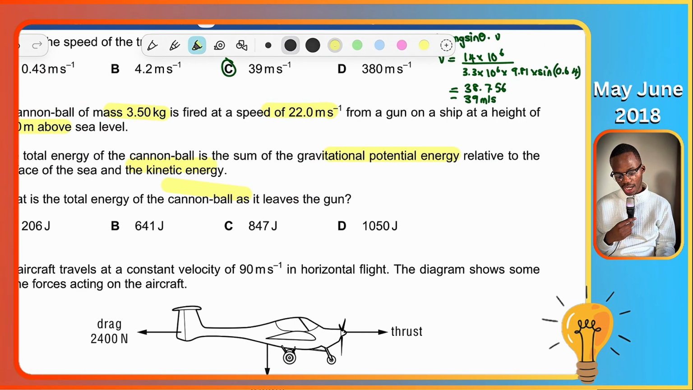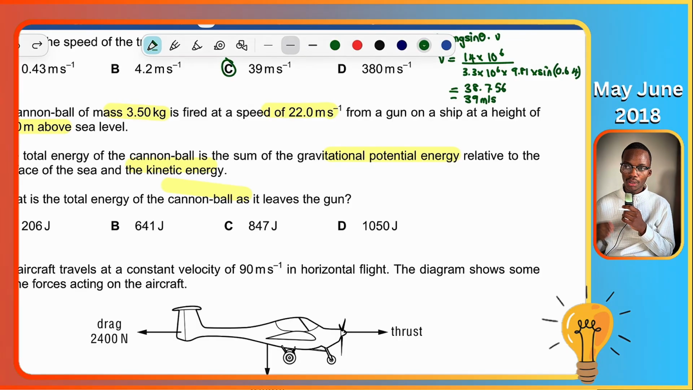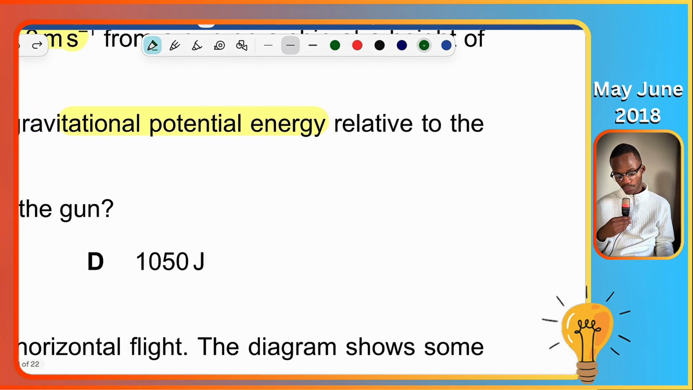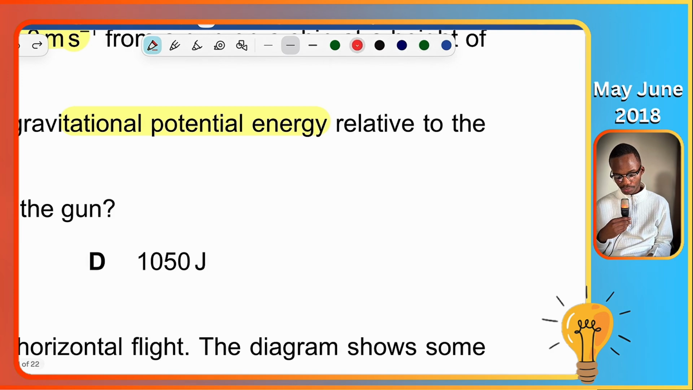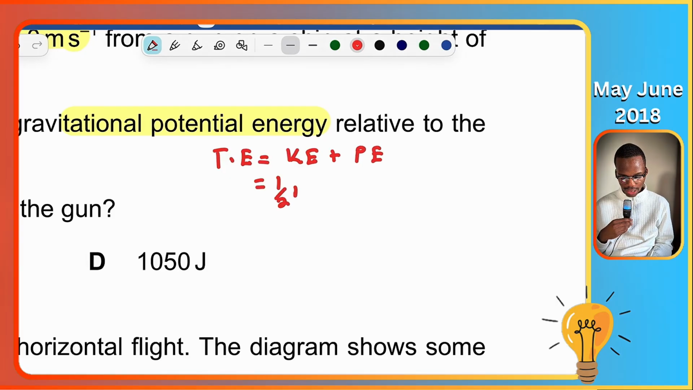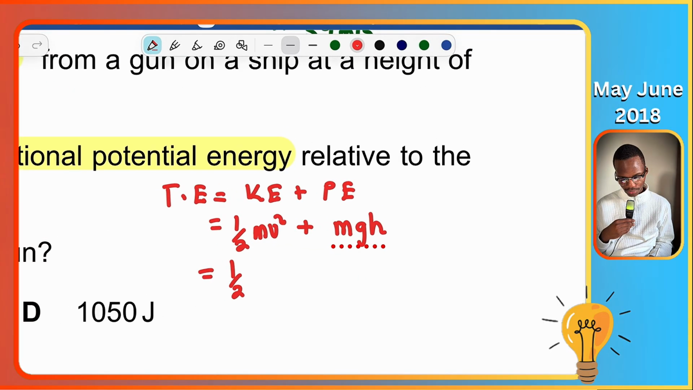Very easy. That's the illustration of what's happening. The cannonball is firing a big ball at a specific speed above a certain height. So we know that the total energy is the sum of the kinetic energy plus the potential energy. The kinetic energy is 1/2 mv squared, plus the potential energy, which is mgh. So we're going to have 1/2, and the mass is 3.50.